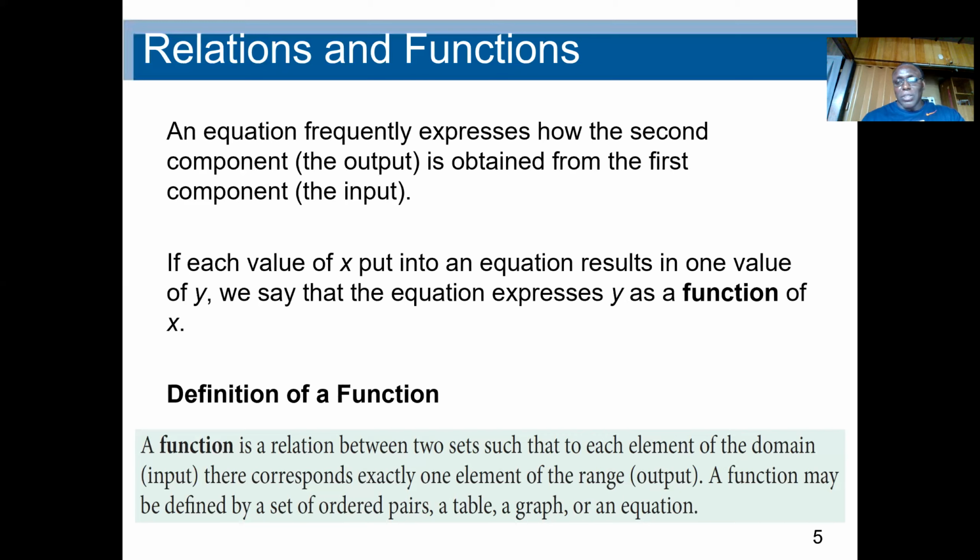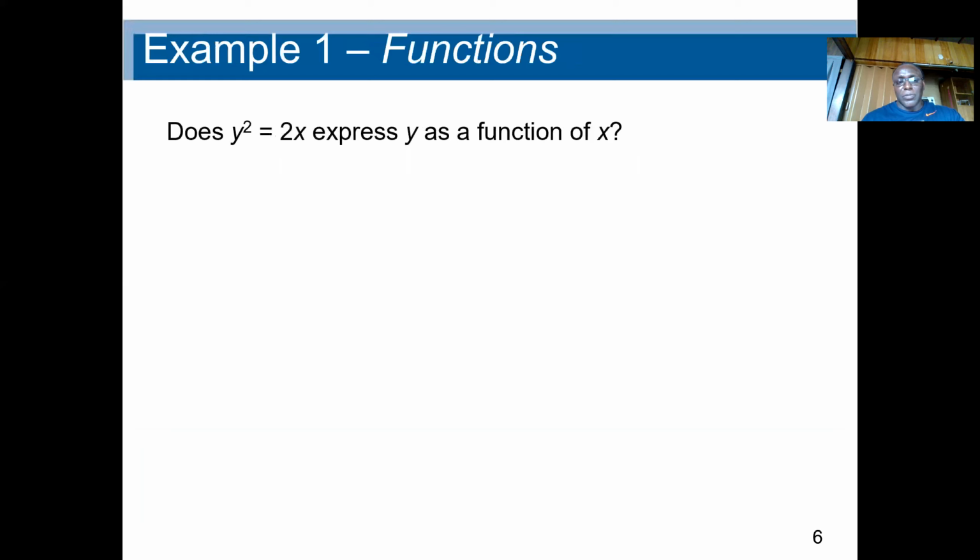And we will see some examples. A function may be defined by a set of ordered pairs. It can come from a table, a graph, or an equation also. But what makes the relation a function is that the input should always give us exactly one output. And if we have the same input, we should get the same output. Those are the two conditions.